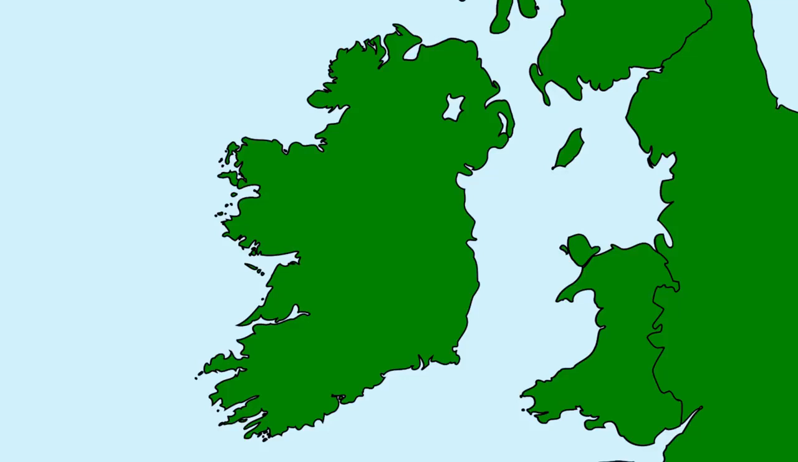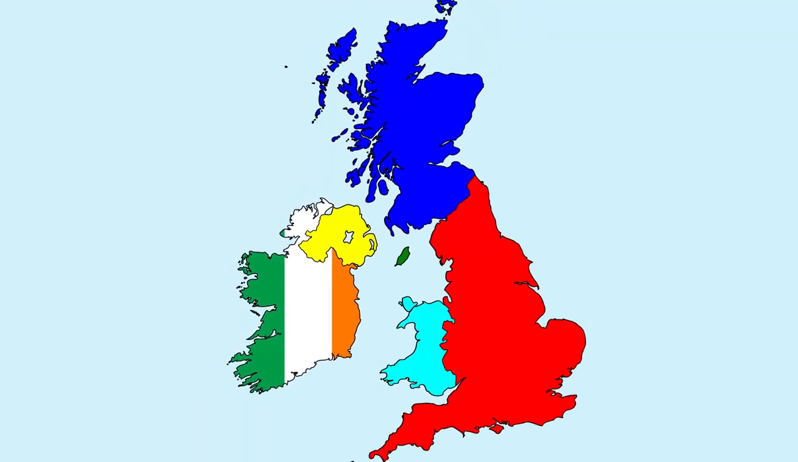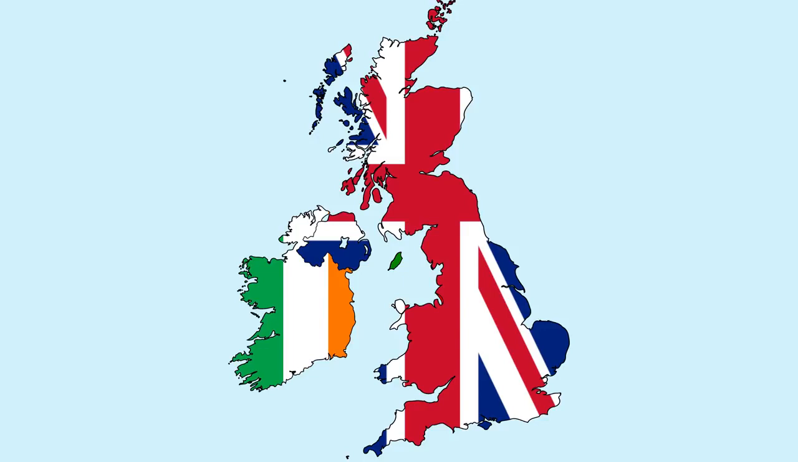This is the island of Ireland. The island is politically split between the Republic of Ireland, an independent country, and Northern Ireland, which, together with Scotland, England and Wales, form the United Kingdom. But why exactly is Ireland split, and when did it happen?